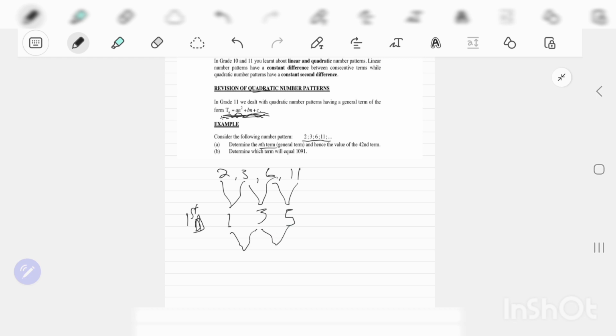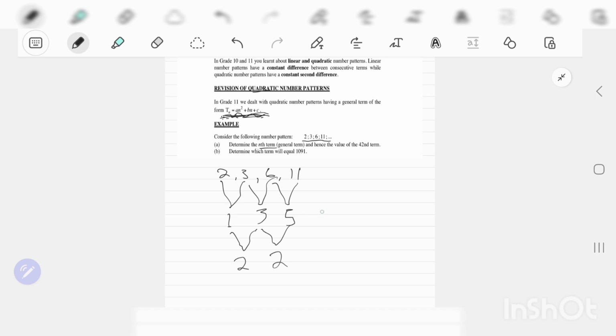3 minus 1 is 2. 5 minus 3 is 2. And you're able to see that your second difference is a constant. It's a constant difference. So this is what we wanted to get, people. This information will help us find the values of A, B, and C. So this is what you're going to do, people, moving forward.